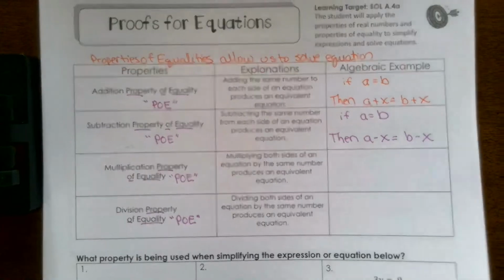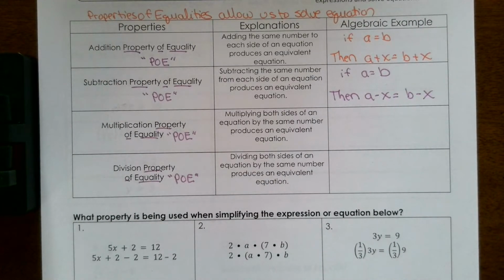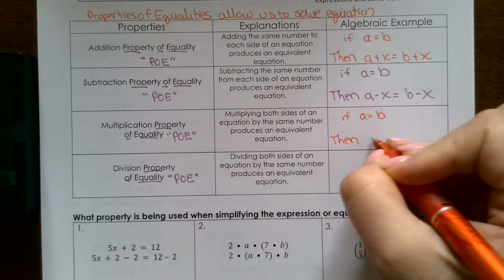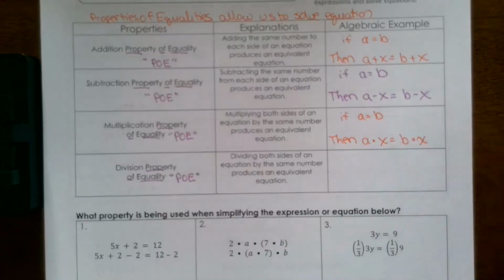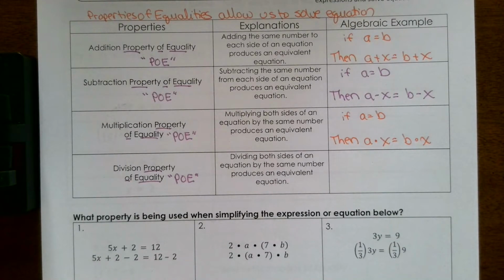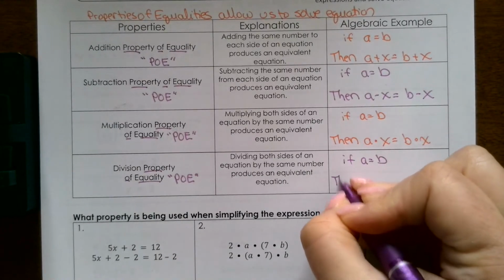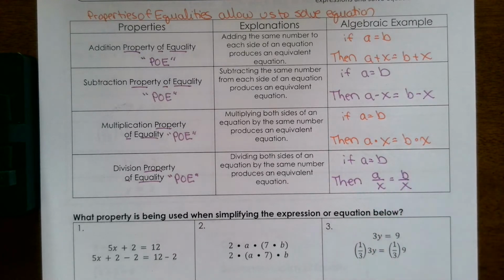The multiplication property will not surprise you. So I'll just stack that up there really quickly. Sorry about that. Multiplying both sides of an equation by the same number produces an equivalent equation. So if A equals B, then A times X will equal B times X. And finally, my division property of equality, dividing both sides of an equation by the same number, produces an equivalent equation. If A equals B, then A divided by X will equal B divided by X.